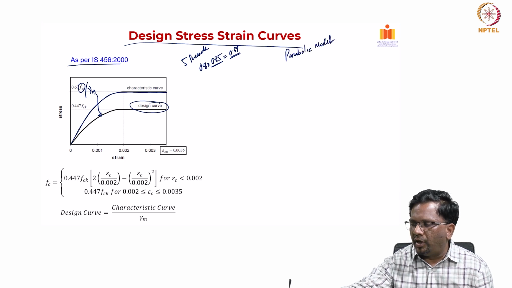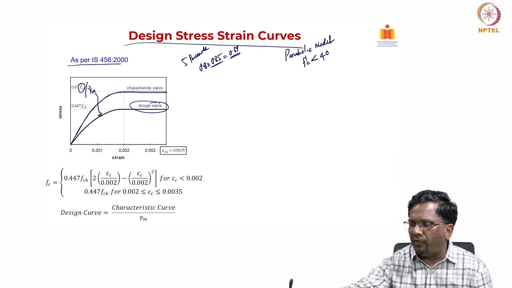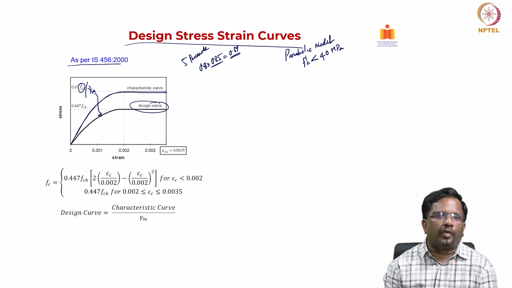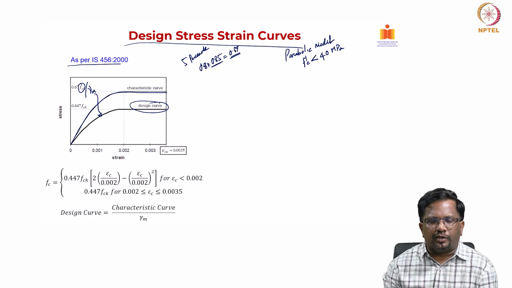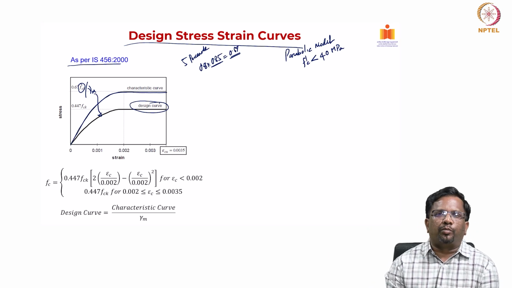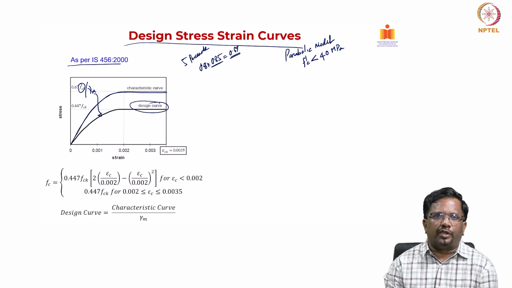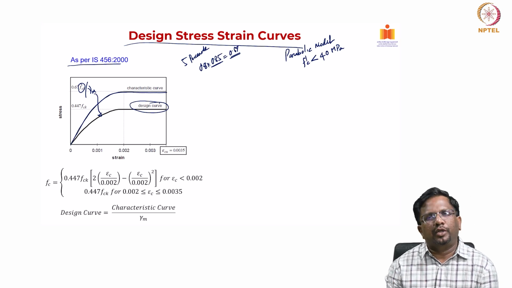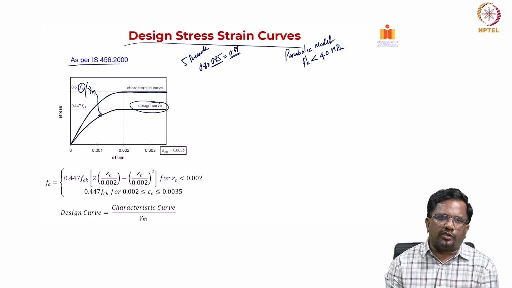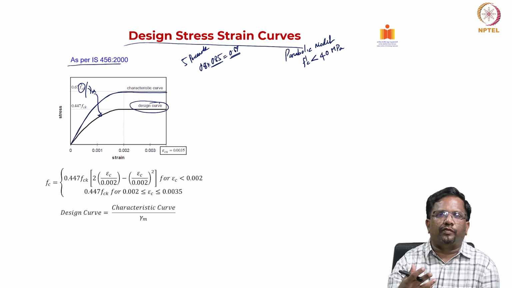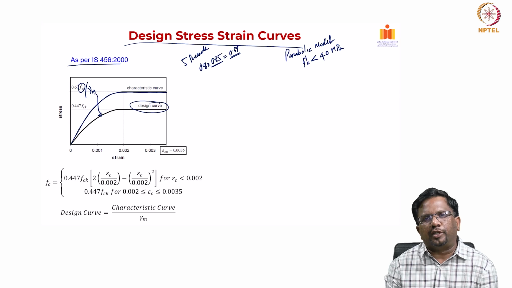Parabolic model, and usually it is used when concrete strength is less than 40 megapascal. The moment you go for higher strength concrete, this parabolic model will not do a good job in actually representing the stress strain curve. So, we have to use other good models like Thorenfeld model. That is the reason.